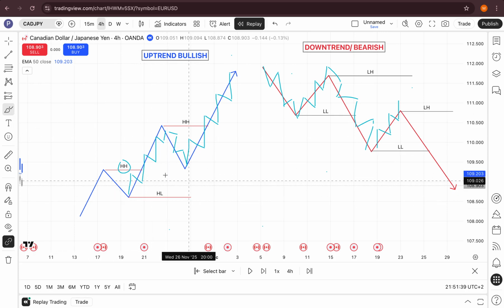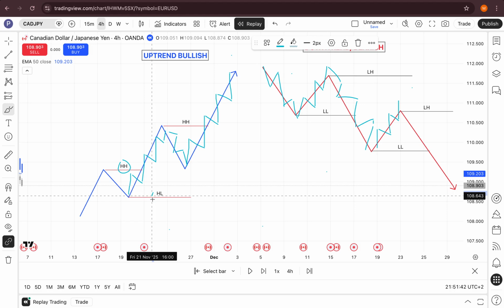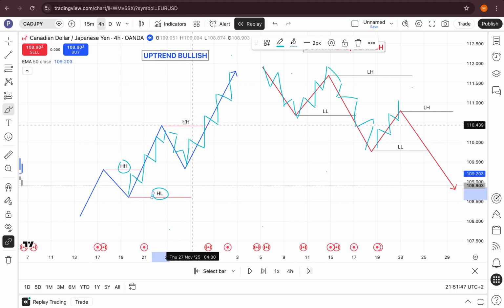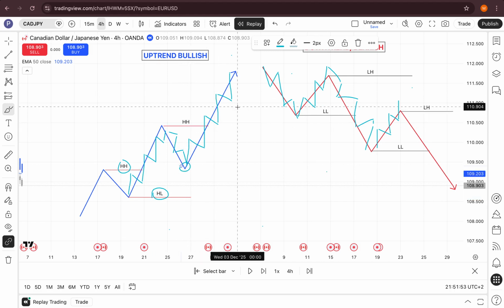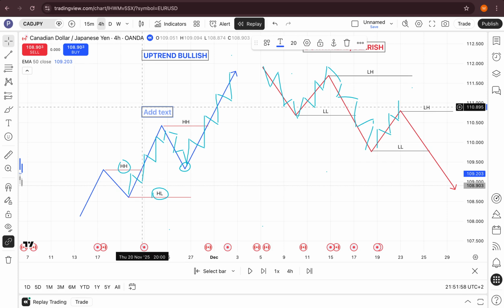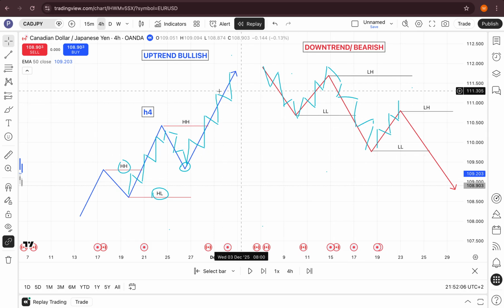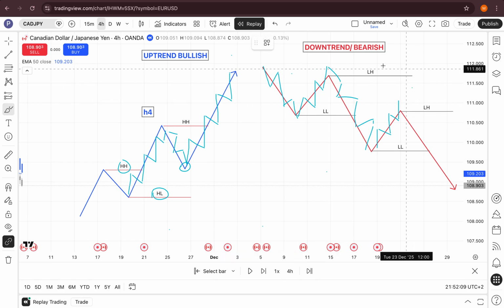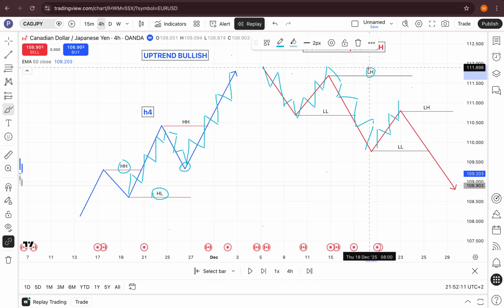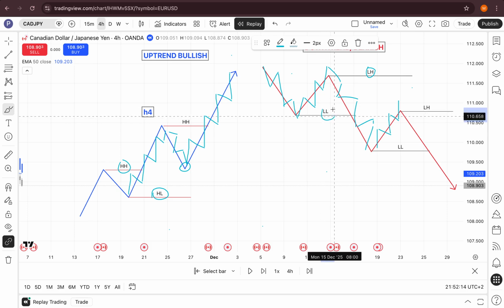A market which is in an uptrend is seen by a series of higher highs and higher lows, right? Higher highs and higher lows. So this is the market which is in an uptrend. So when you are using this strategy, we want to see the trend from the H4, are we going upwards or are we going downward from the H4, right? And if our market is in a downtrend, it will be making a series of lower highs and a series of lower lows, right? So this is the structure of the market which is in a downtrend.